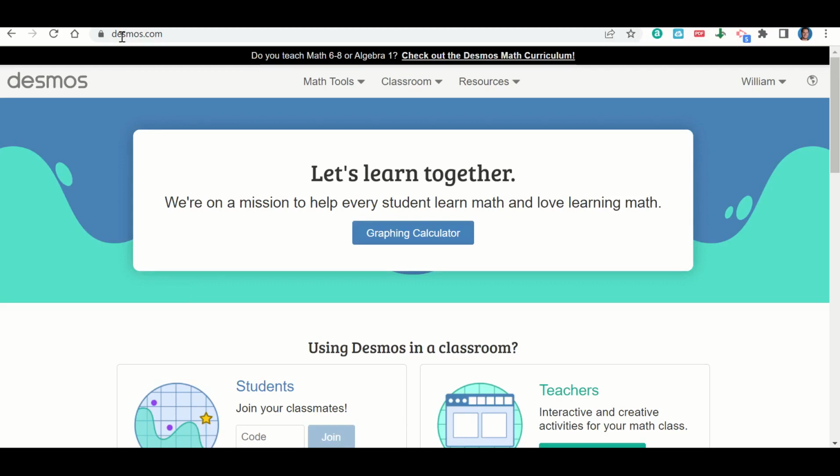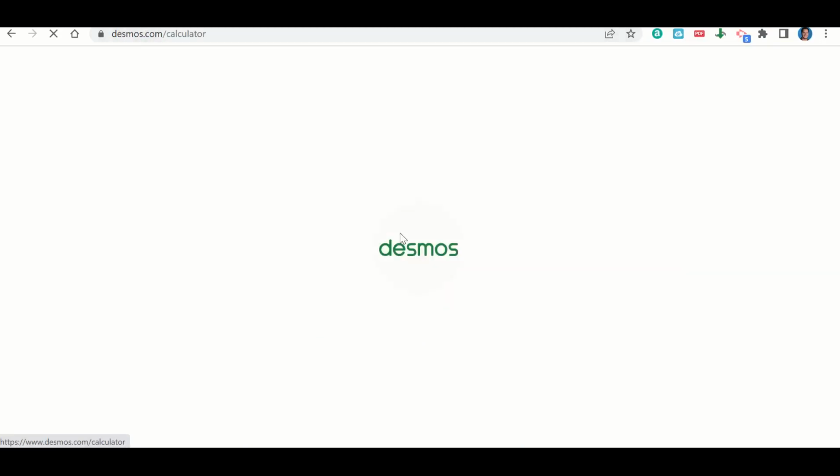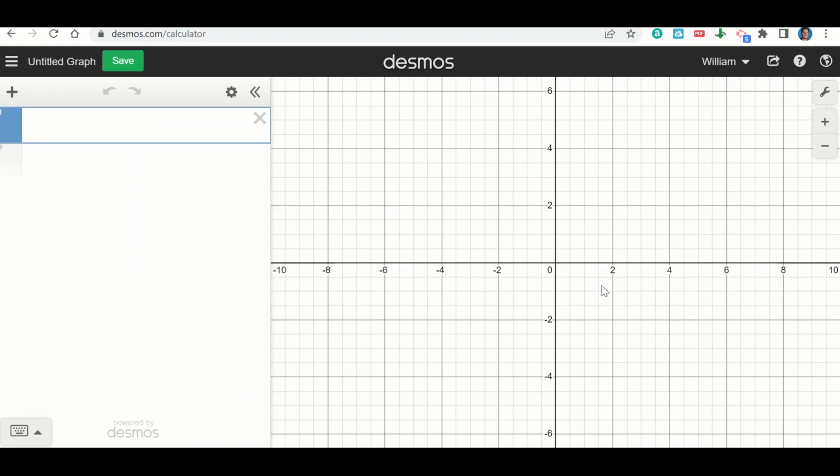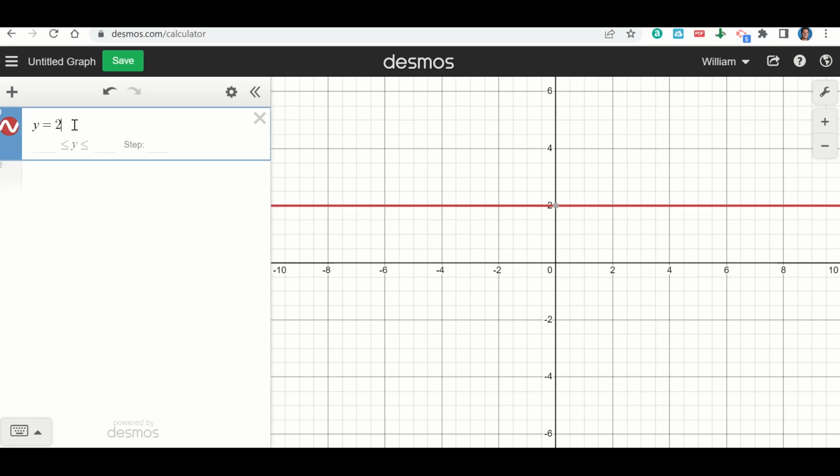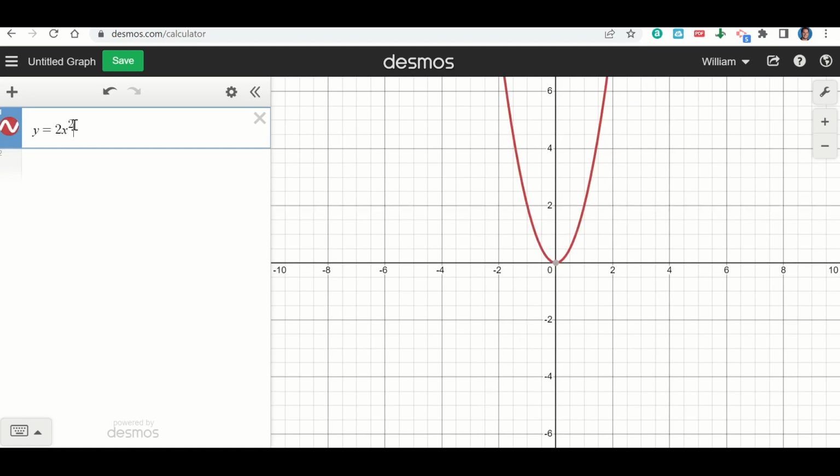So first of all, I'm going to go to desmos.com, and then I'm going to go to where it says Graphing Calculator. And if you notice, it should take you to a page that looks like this, where it'll have the graph on this side. We just need to enter the equation over here on the left. So let's go ahead and do that. So let's say it's y equals 2x squared plus 5x minus 2.